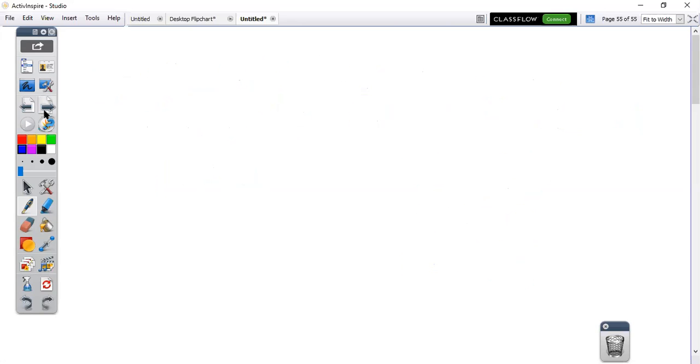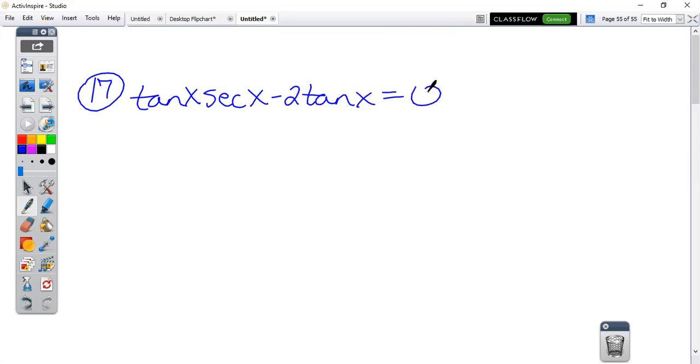All right, 17. Tan of x secant of x minus 2 tan of x equals 0. Now notice for this one, it wants to know all of them. So we're using the whole chart on this one, from 0 to 360. Everybody good?